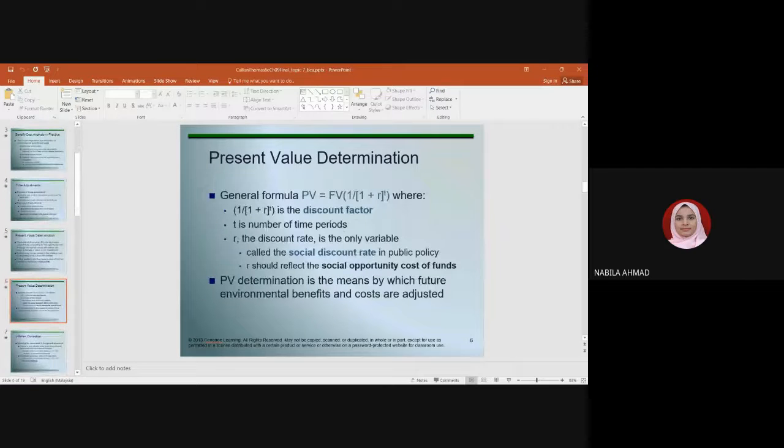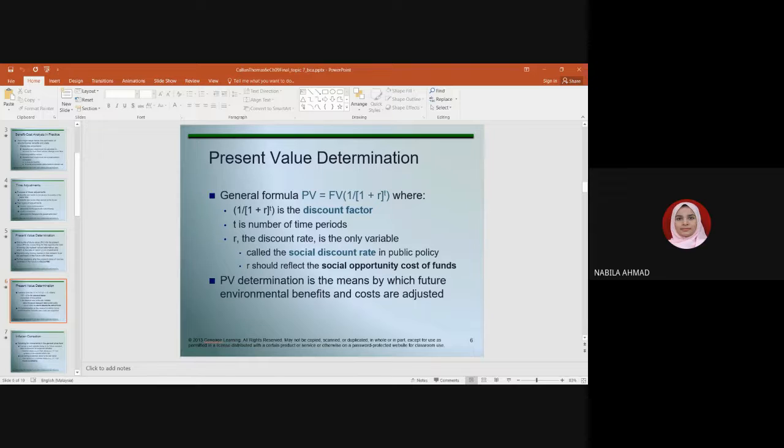Okay, jadi ini adalah formula macam mana kita nak kira, ya. So present value equals the future value, and then 1 divided by 1 plus R. R ni adalah discount factor. R ni adalah discount rate. Okay, rate of return atau interest rate. T adalah masa, tahun. Right? Jadi 1/1 plus R itu merupakan social discount rate. Okay.